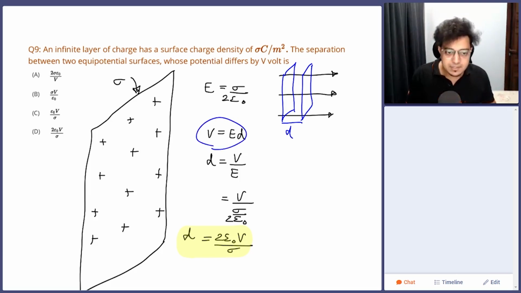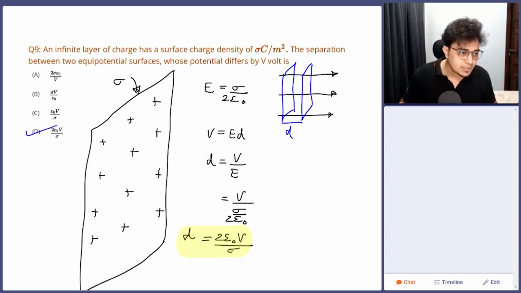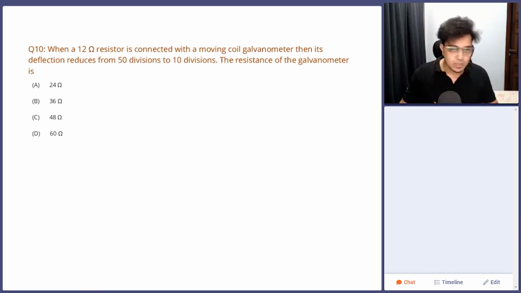So we use this formula, the relation between electric field and potential. Since the electric field is uniform, we can use V equal to E D, or D is equal to V by E. Put the E value and calculate. So based on this, the correct answer will be option D. Moving on to the next question.